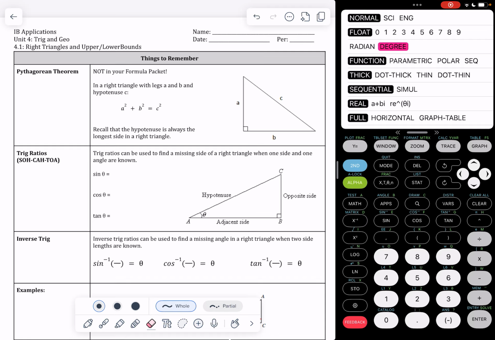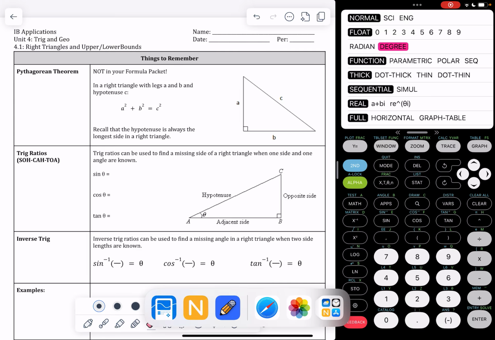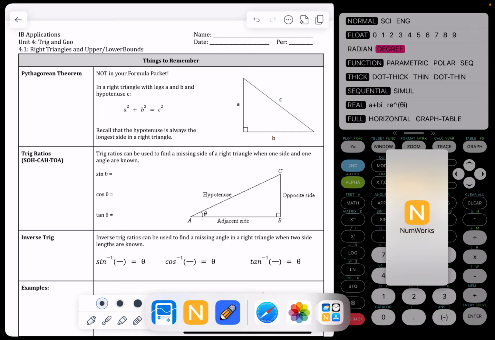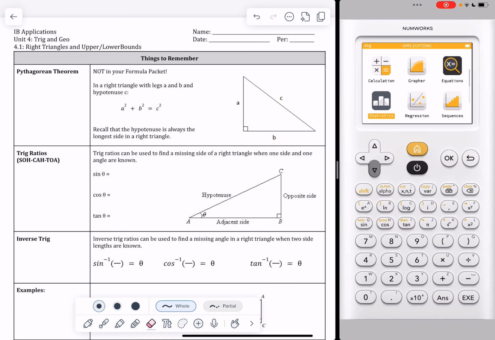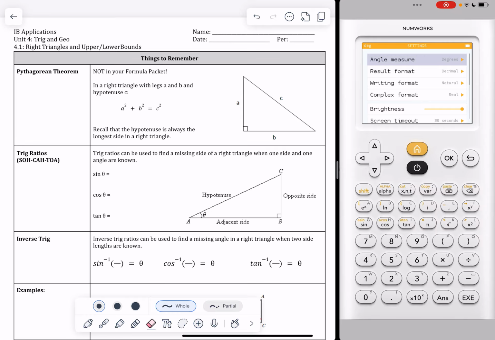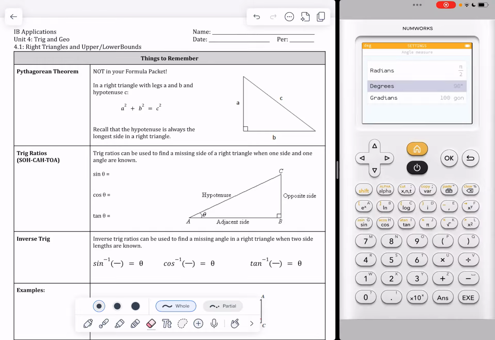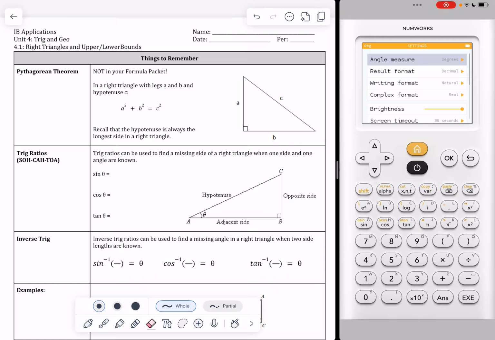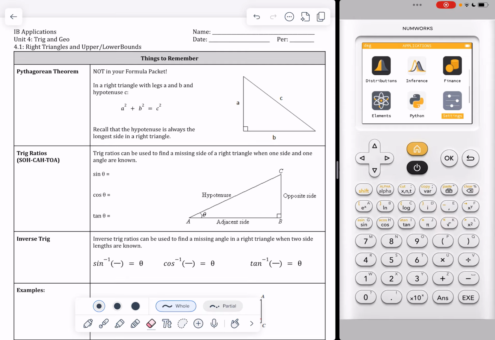And then in numworks, you will also need to change your mode. So that will be going down to settings, and then angle measure, you'll want to select degrees. Your default will also be radians on this one, so it's important that you switch it to degrees. And you can see in the top corner on the left when it says DEG, that will always be there and let you know that you're in degree mode.